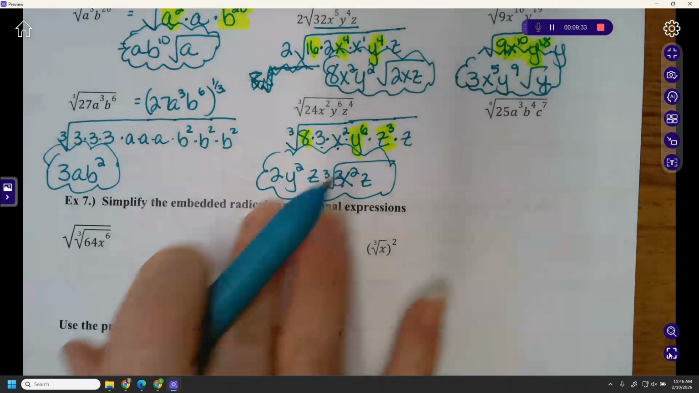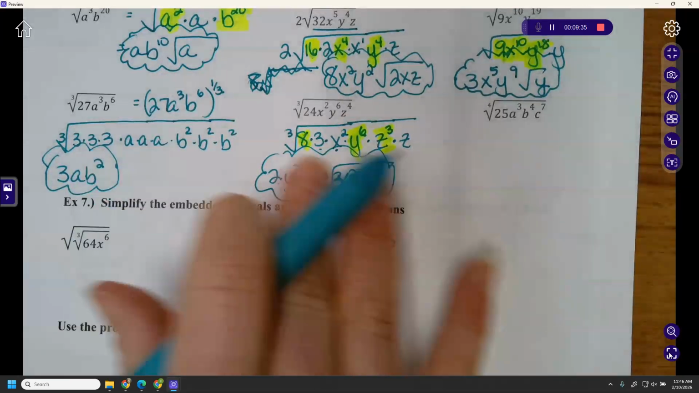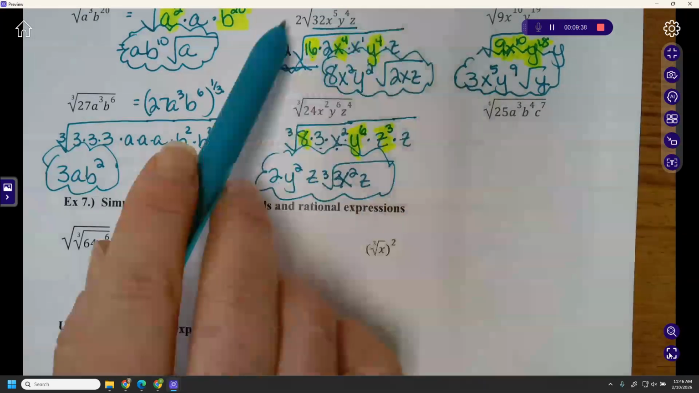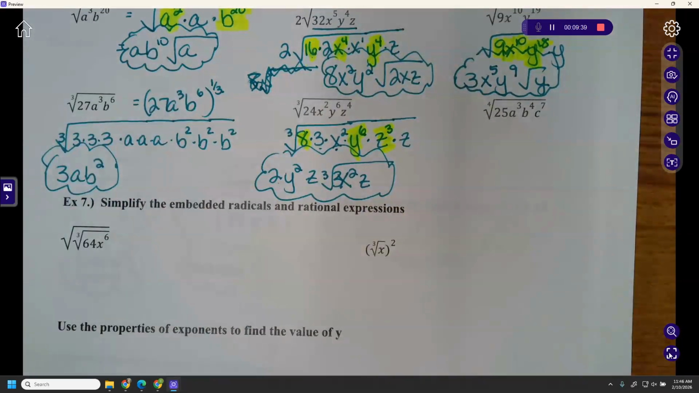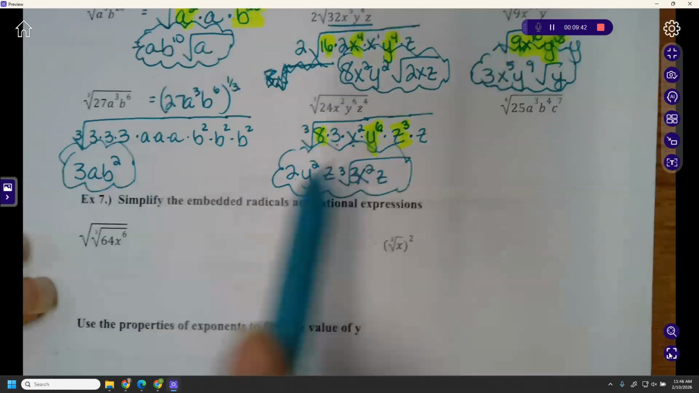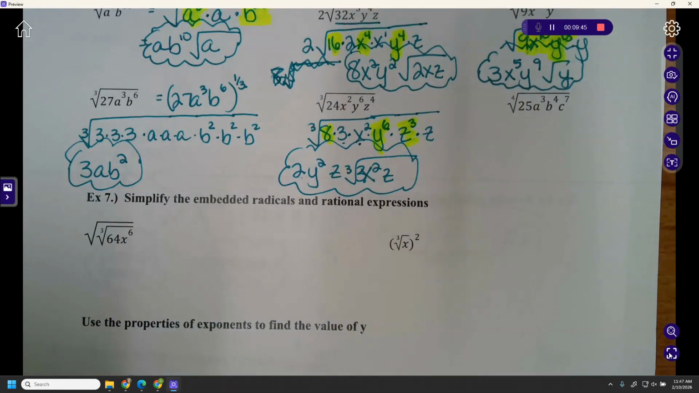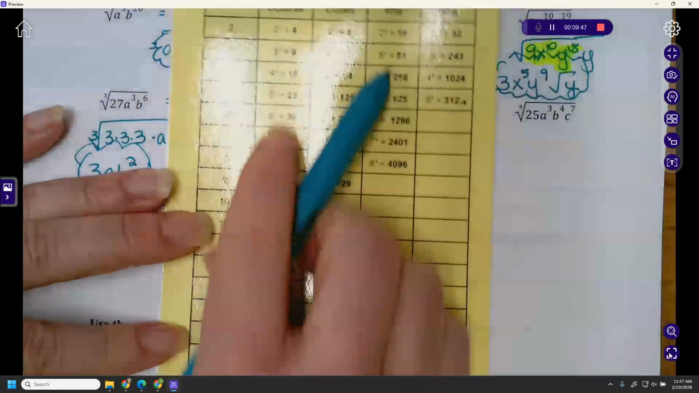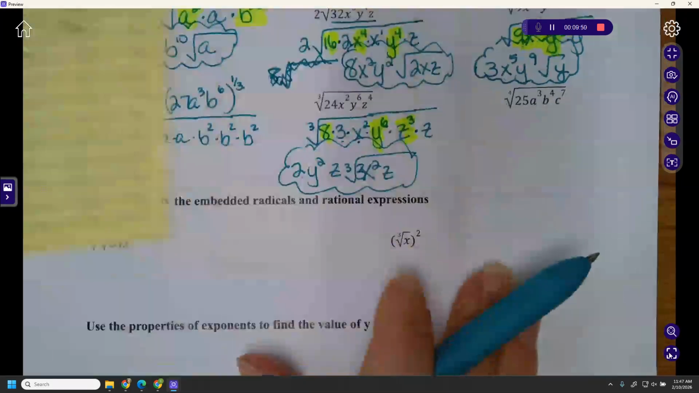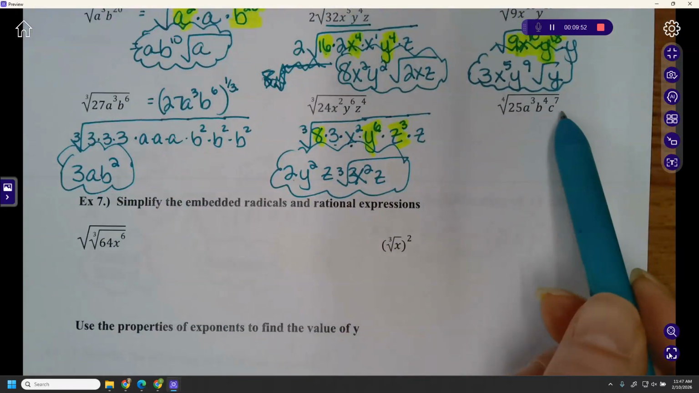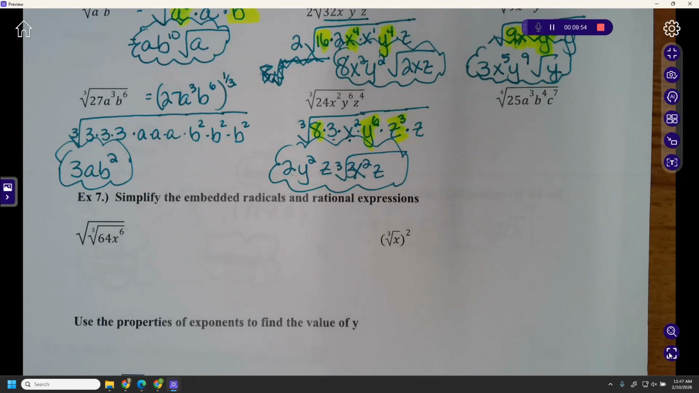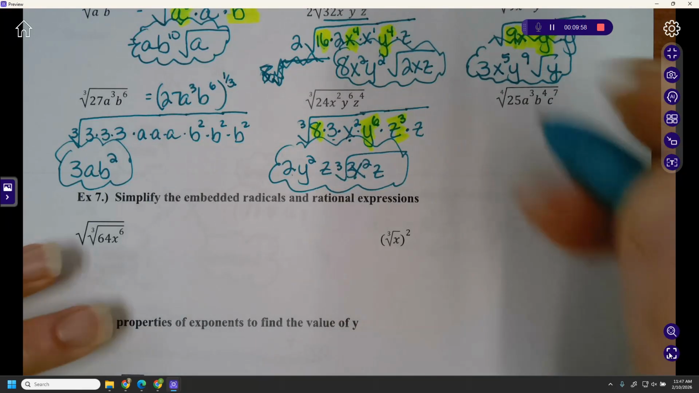And this is a skill that you've probably never seen before. You've probably done some of this, maybe with some numbers in Algebra 1. Well, what do you think I'd have to do then for a 4th root? So for a 4th root, the numbers would have to be on the perfect 4th power list, and these exponents I'd have to write as a multiple of 4.